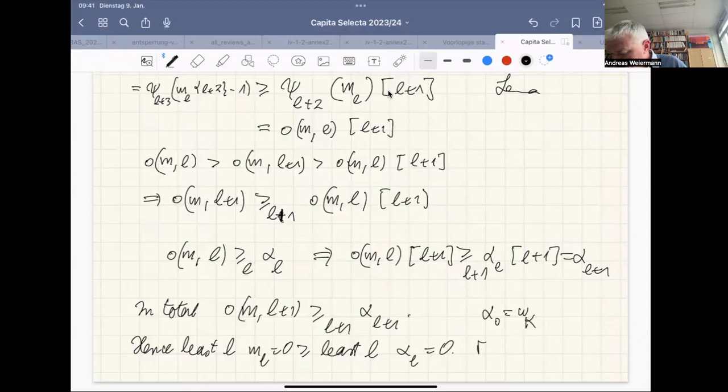Okay, that's the first part. And now we have to deal with phase transitions. But first I will take a small break and I will continue in a short amount of time.